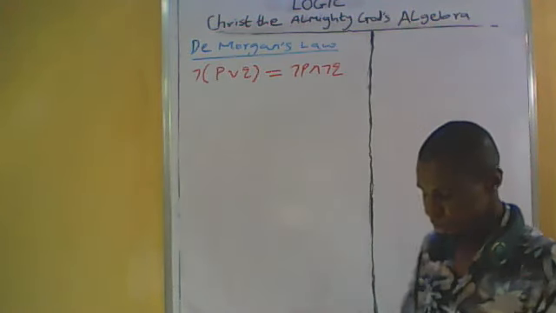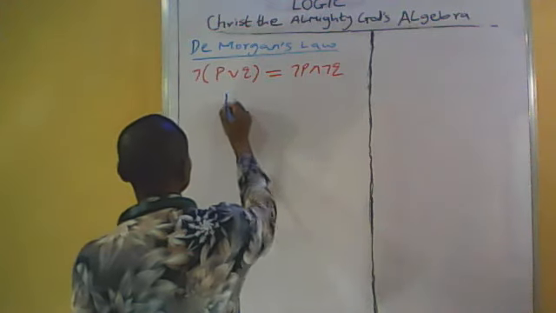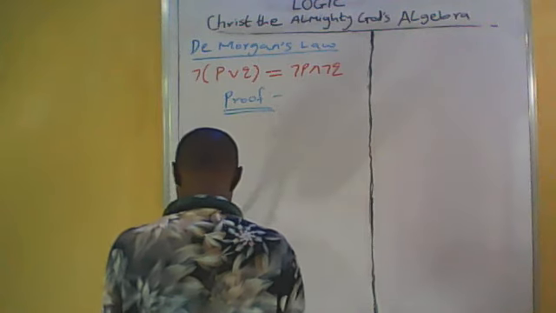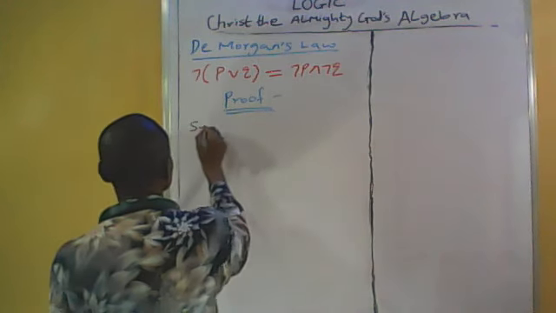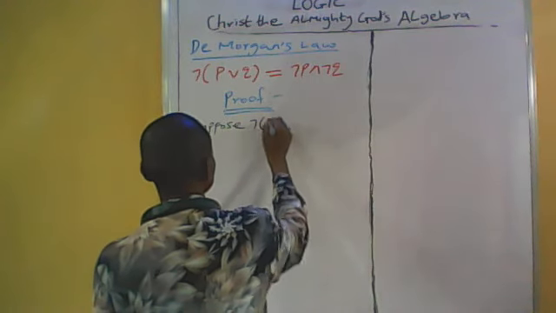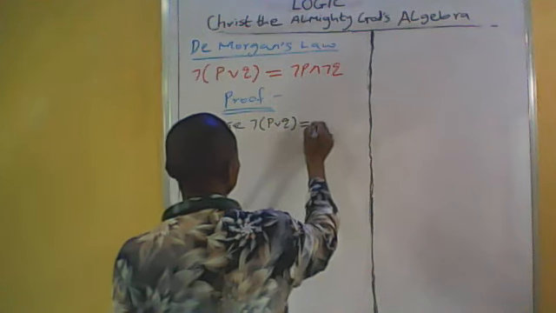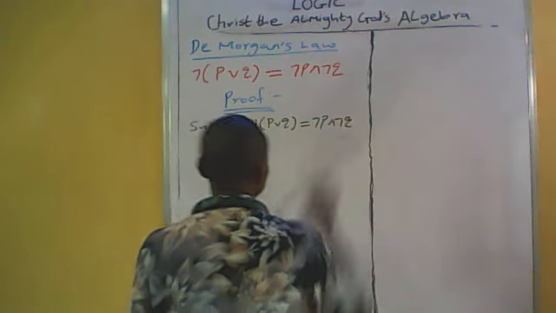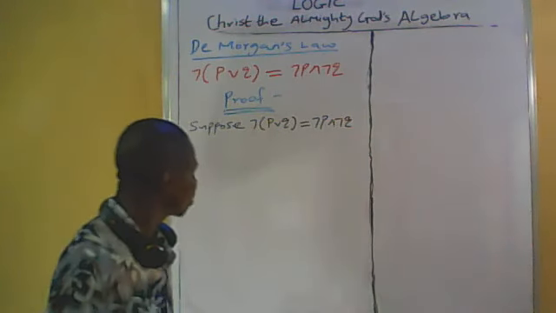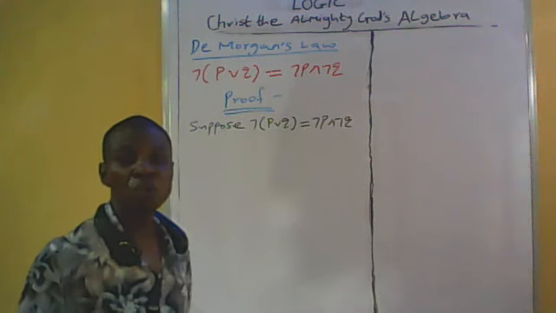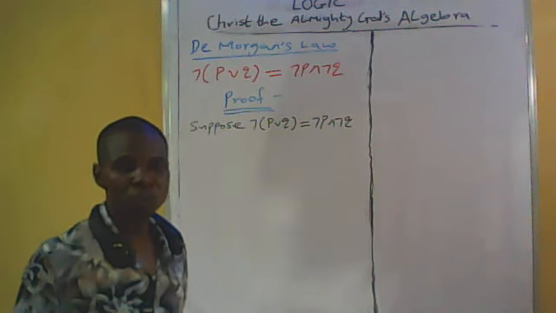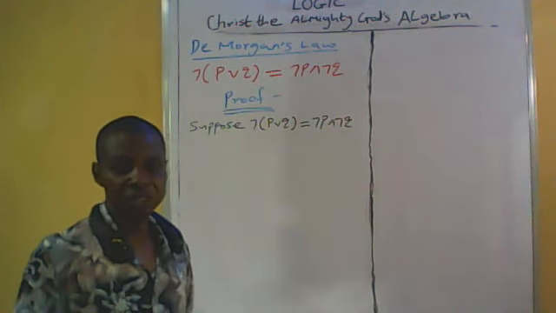Let's prove it. Suppose not bracket P or Q is equal to not P and not Q. We assume that the statement is true. That means not bracket P or Q is equal to not P and not Q. We assume that it is true. So it becomes our hypothesis.